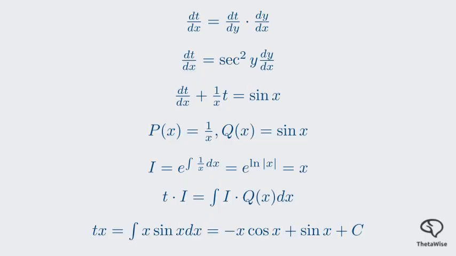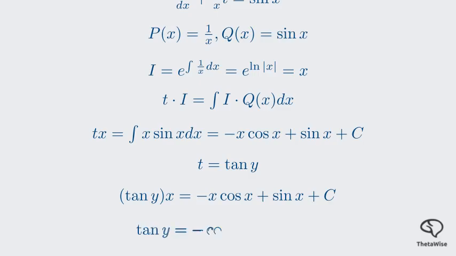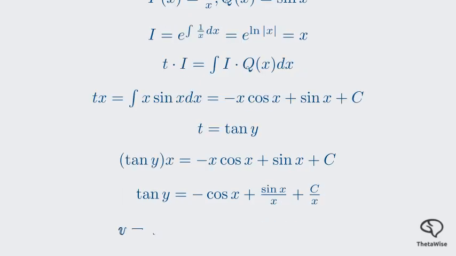Now we've solved for t, but the original equation was in terms of y. We must substitute back to find y. Remember our substitution, t equals tangent y. So tangent y times x equals negative x cosine x plus sine x plus c. Dividing by x, we get that tangent y equals negative cosine x plus sine x over x plus c over x. The very final step is to solve for y. We take the inverse tangent of the entire expression. So y equals the inverse tangent of negative cosine x plus sine x over x plus c over x. This problem demonstrates the power of substitution to simplify complex differential equations.